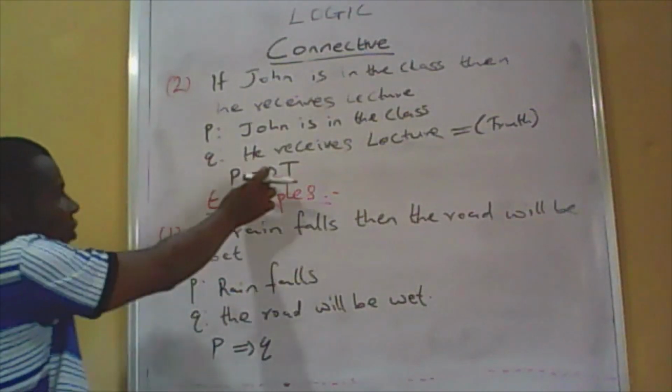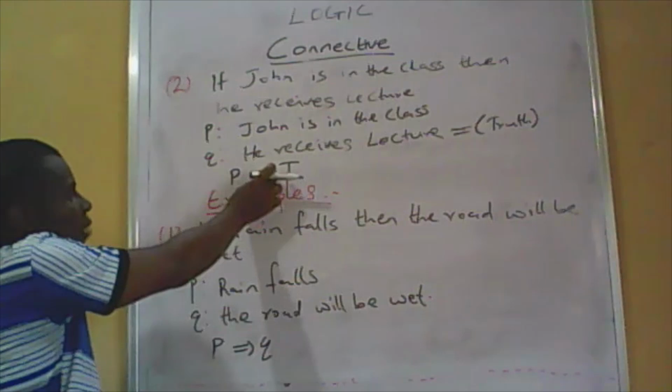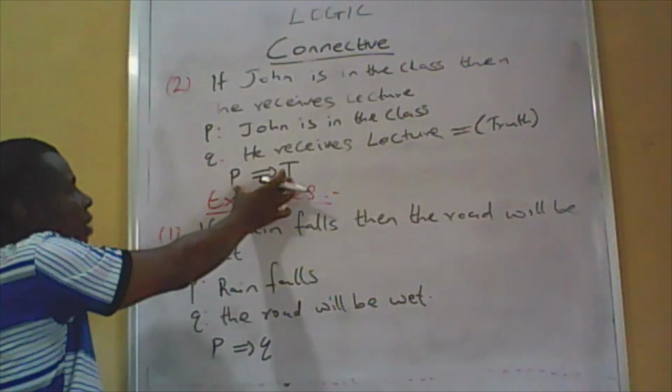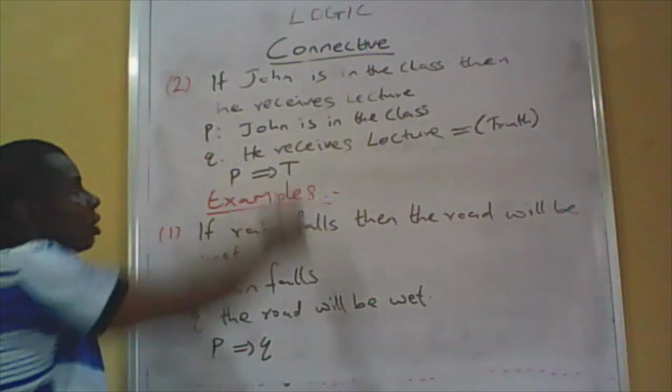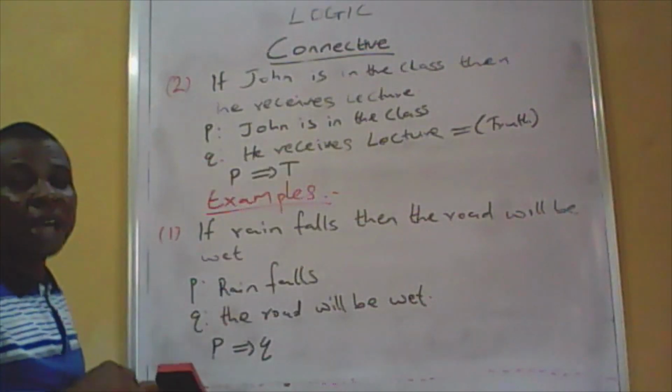You see that this connective implies combines these two statements together as a single statement. P implies Q. Let's go over to biconditional.